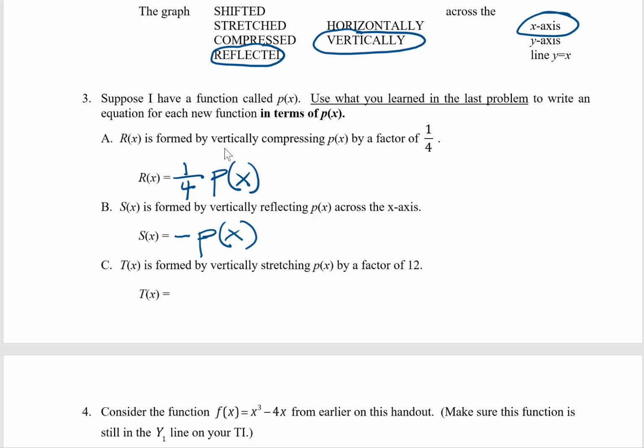And then t of x is formed by vertically stretching p of x by a factor of 12. That was the one where we multiplied on the outside by that number. So if I did 12 times p of x, that would result in that vertical stretch.